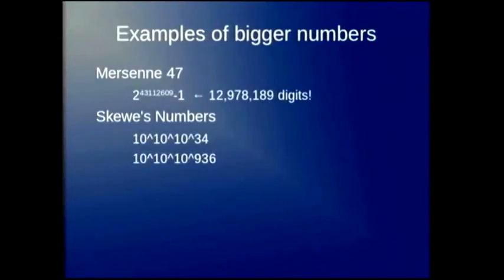But numbers get much bigger than this. Mersenne primes, of the form 2 to the n minus 1. The largest one found so far is, let's see here, 2 to the 4 million. 4 million digits in binary. You convert it to decimal, you get about 12 million decimal digits. Kind of interesting.